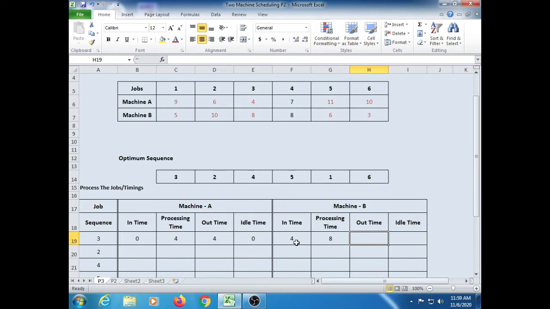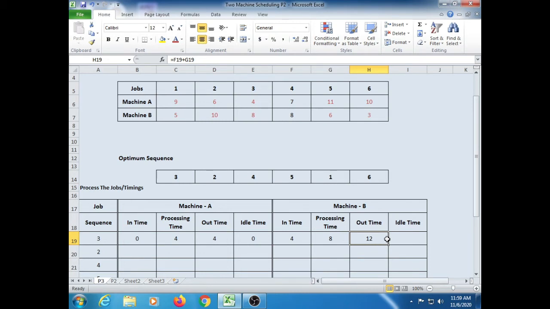Now, what is the out time? At the 4th hour we have got the job on machine B, and for 8 hours we have to process the job on machine B. Then what is the out time? Simply, we can calculate the in time plus processing time, which will become the out time. That is the 12th hour. At the 12th hour we can complete the process on machine B.